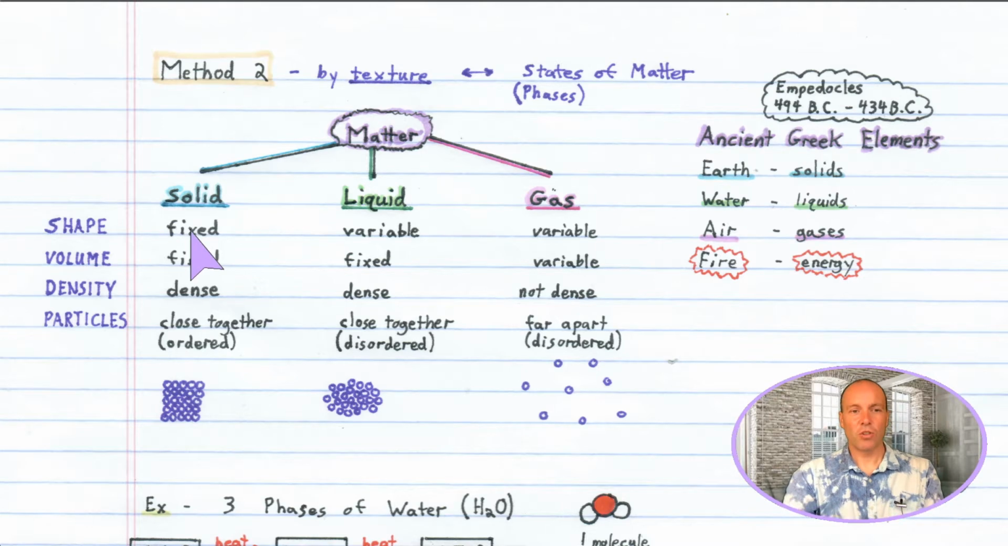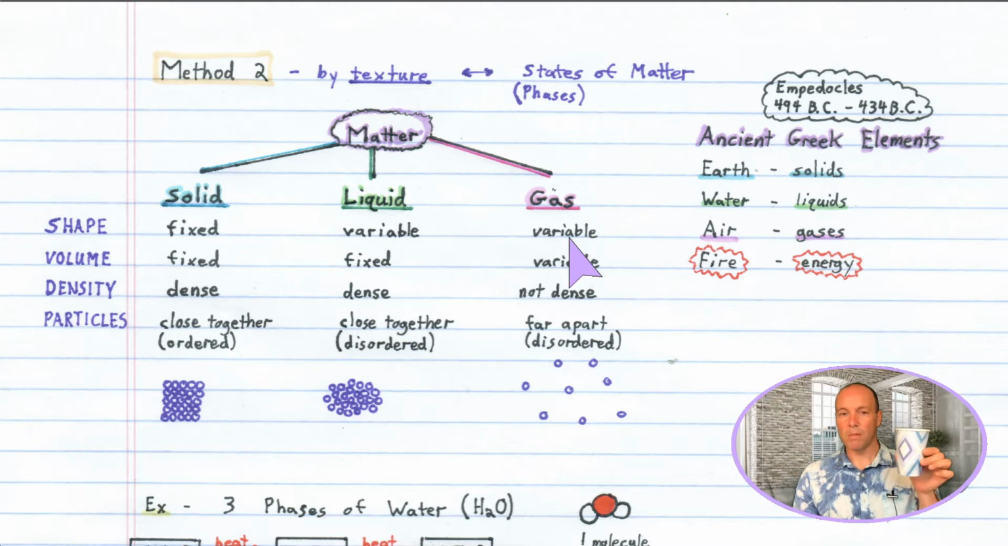Solids have a fixed shape. They are rigid. Their shape doesn't change. Liquids and gases, on the other hand, do change their shape. In fact, liquids will take on the shape of the bottom of their container, whereas gases will expand to fill their container.